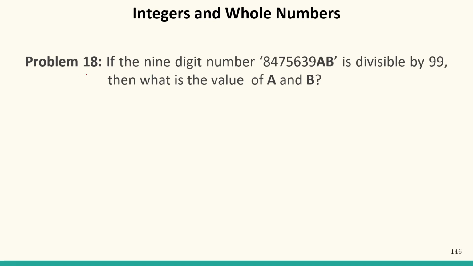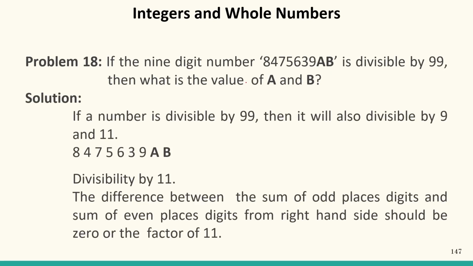So let's go forward with problem number 18. So if the 9-digit number, that is 8475639ab, is actually divisible by 99, then what is the value of a and b? So if a number is divisible by 99, then it will also be divisible by 9 and 11.